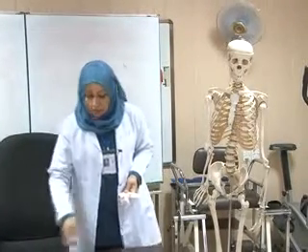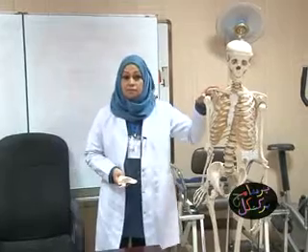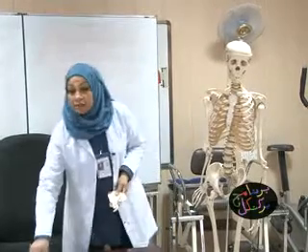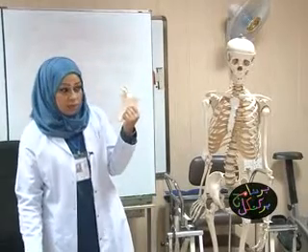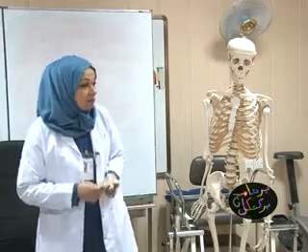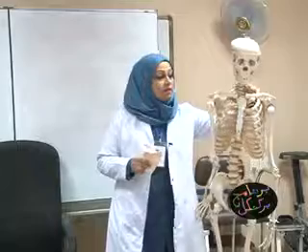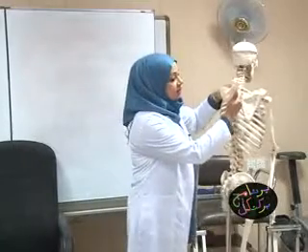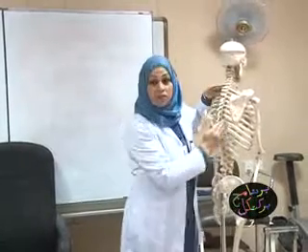Our lecture today is about the shoulder girdle. The shoulder girdle consists of two bones, the scapula and the clavicle. The scapula, which means shoulder blade, and the clavicle, which means collarbone. The scapula is a flat, triangular, large bone present on the posterior lateral aspect of the chest.